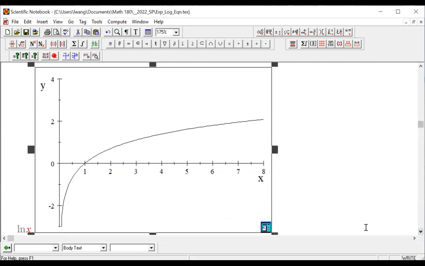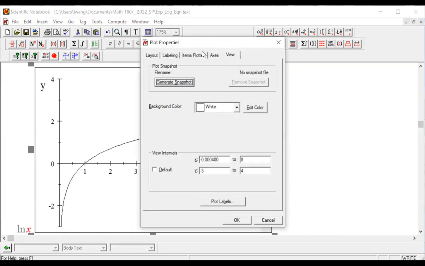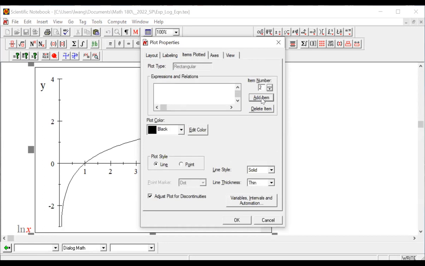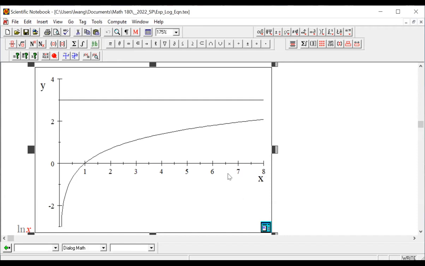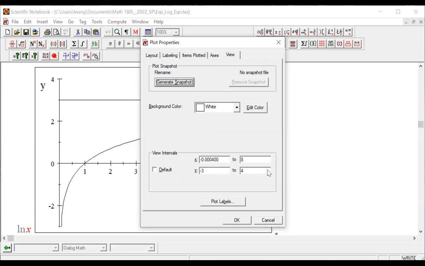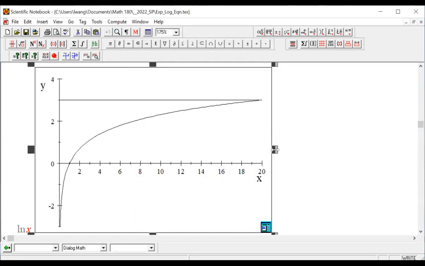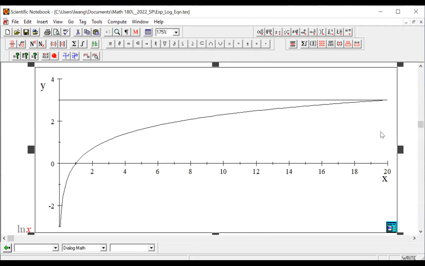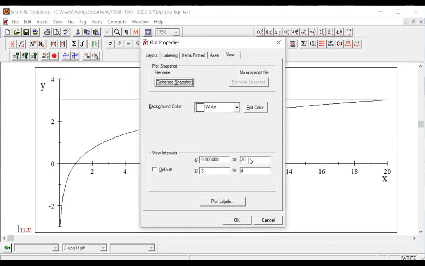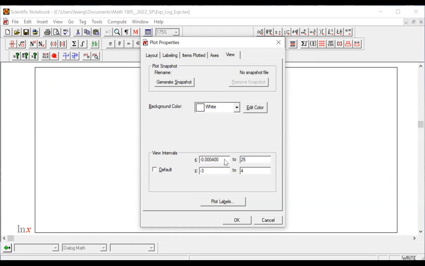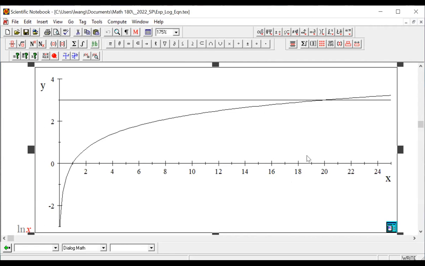So the output is 3, so we're going to draw a horizontal line, y equals 3. And sure enough, there's a crossing, but this graph doesn't show the crossing. That does not mean the crossing doesn't exist. I just have to make it longer. Maybe I put 25. There you go, so it crosses somewhere, because you know it goes vertically from negative infinity to positive infinity. You draw y equals 3, it's going to cross it.